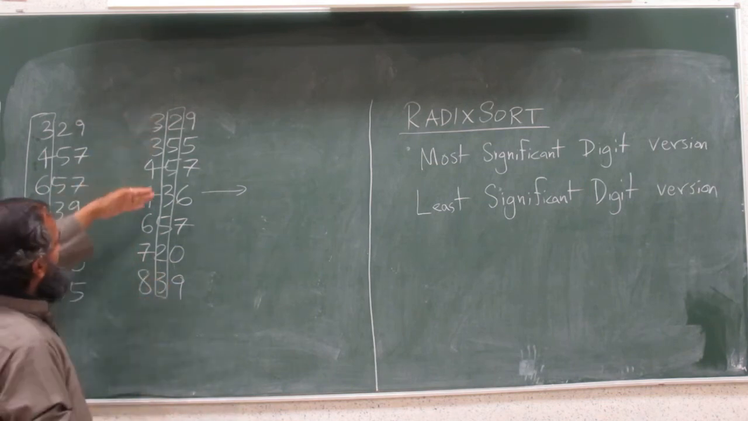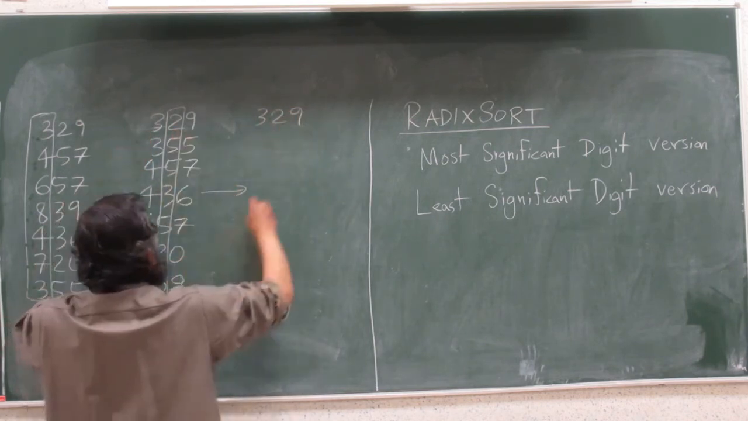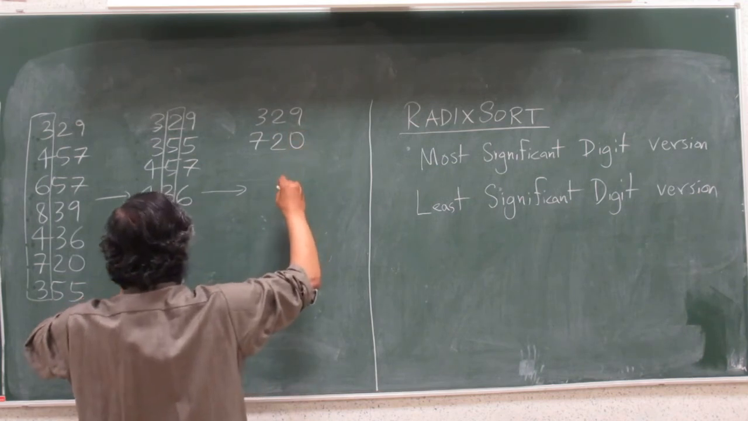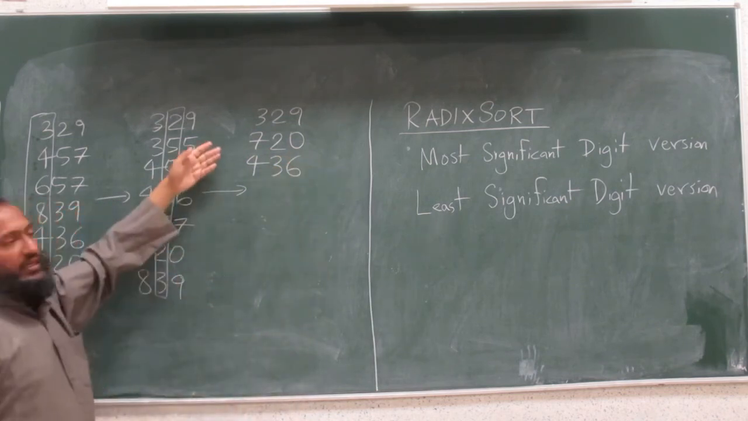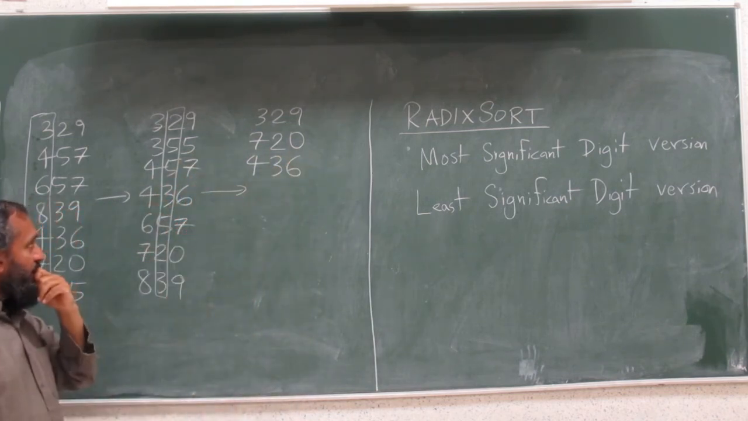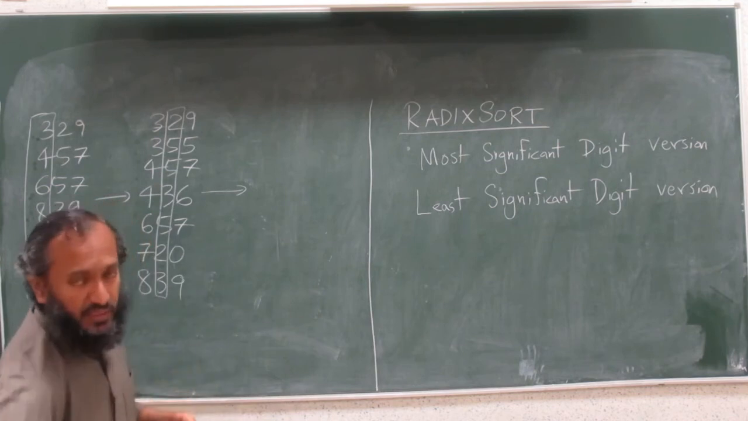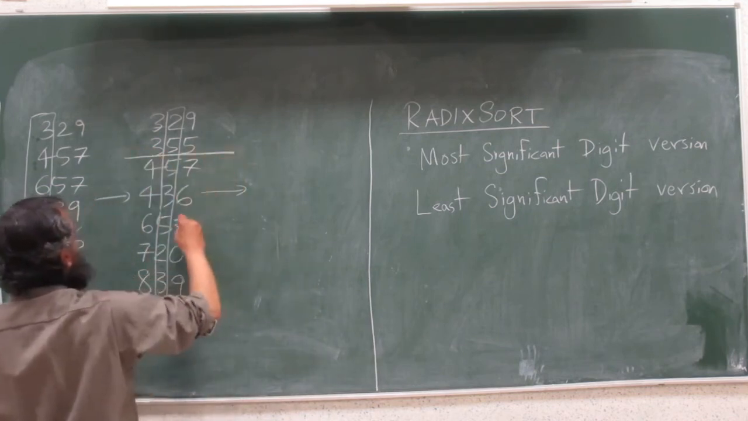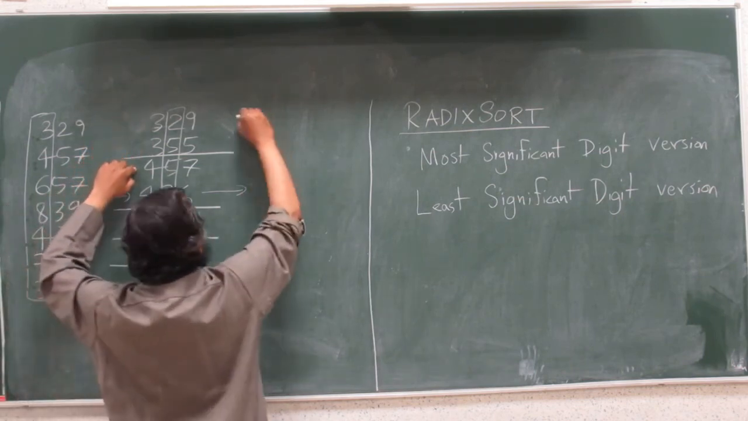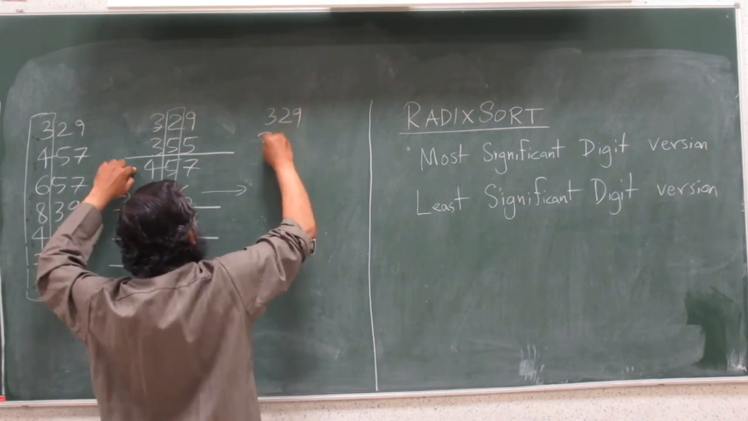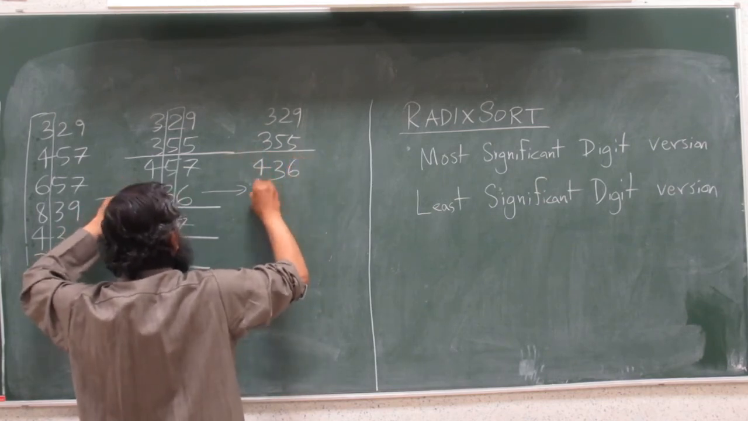But what happens now if you sort by these digits? The lowest ones are, so 329 is 2, then the next 2 is 720, then 336. This is messed up, right? This is going to mess up the order. This is not going to work unless you make buckets. So all the 300s should be together, the 400s, the 600s, the 700s, and within the 300s, you sort them by the second digit. So this is already sorted, this is already sorted, then 436 in this bucket, then 457.